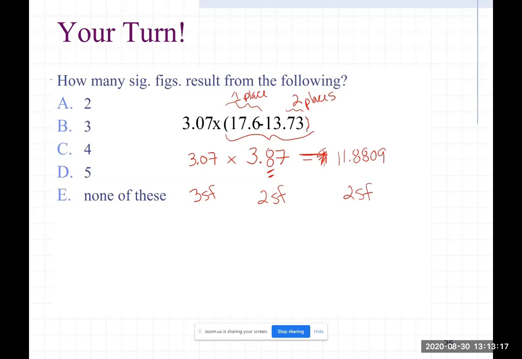So if I want 2 sig figs, that means that I'm looking at this one and this one, and I'm going to evaluate this 8. Is it 4 or less, or is it 5 or greater? Well, 8 is 5 or greater. That means I'm going to increase the last retained digit by 1, and the rest of these are gone. And so my answer is going to be 12.